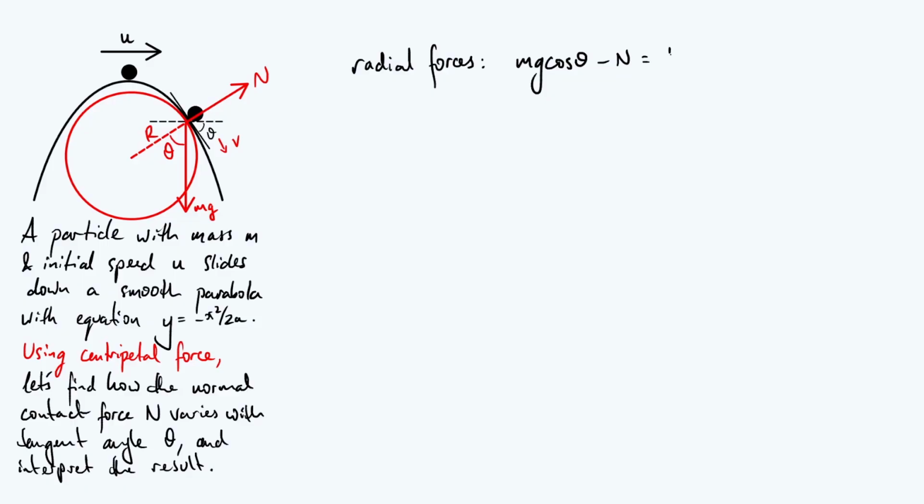And we're just going to equate that to mv squared over the radius. That then straightforwardly rearranges to give N. And so we've got two main things we need to do to solve this problem. We need to find v squared in terms of theta, and we need to find r in terms of theta.